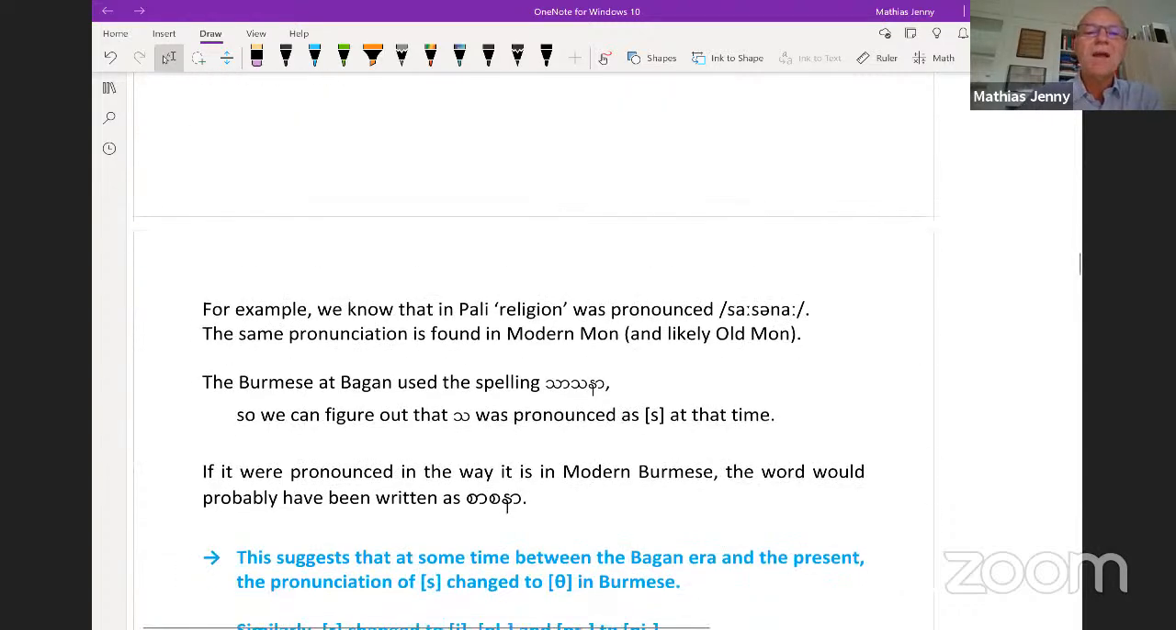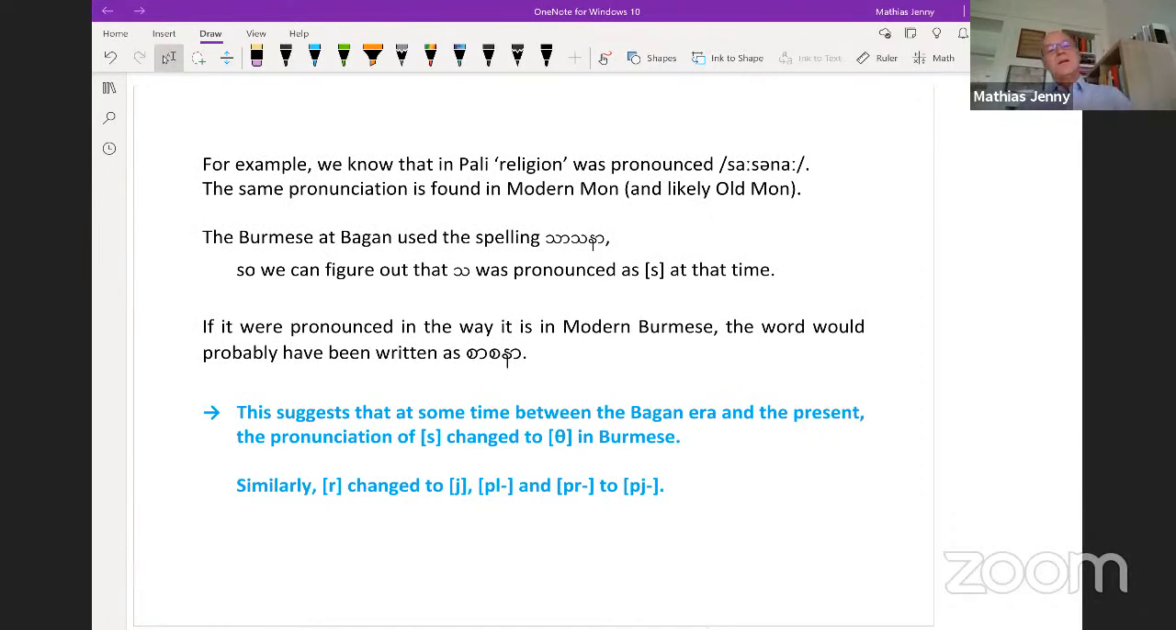To give you an example, we know that religion in Pali is pronounced sasana. Sasana is still the way it is pronounced in Sri Lankan Pali pronunciation, for example, that hasn't changed much. So sasana, that's pretty certain that this is the Pali pronunciation. We can also be pretty sure that Old Mon pronounced this word as sasana, because that's still the way it's pronounced in modern Mon. There's no reason why we should think it was different in Old Mon.